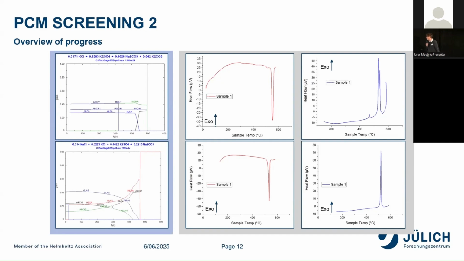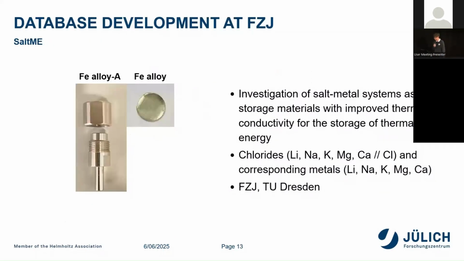However, if we look on the bottom, you can see that there is only one strong peak in the DSC signal, showing that we have congruent melting and that we are able to predict a multi-component system in order to identify phase change materials of interest. This gives us hope that this methodology is a valid way to screen multi-component systems.